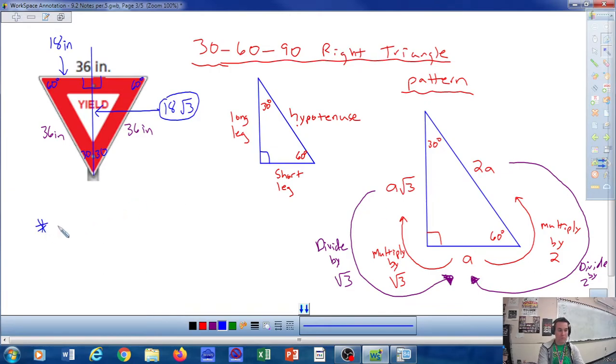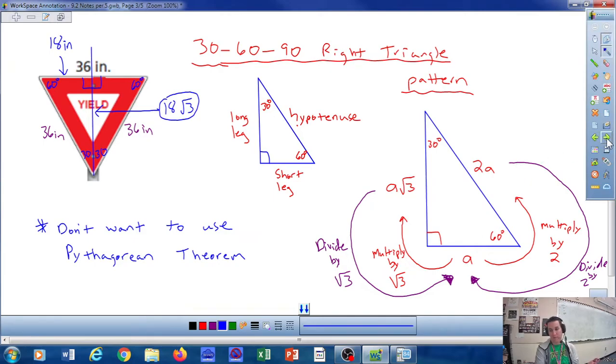So remember, we don't want to use Pythagorean theorem on these problems. We're trying to do it by memorizing and using the pattern, not Pythagorean theorem. Okay, I think you guys are ready for examples. Let's do it. Here we go.